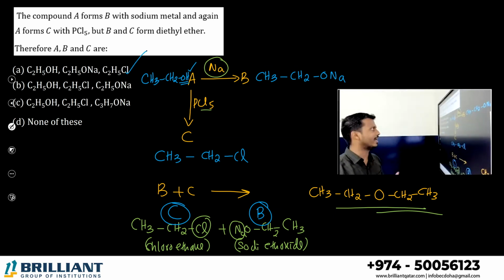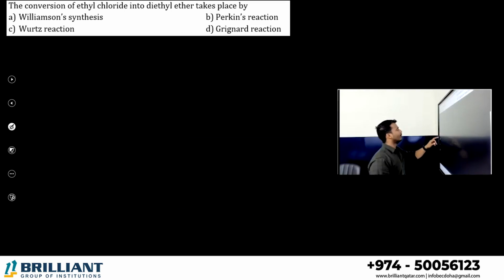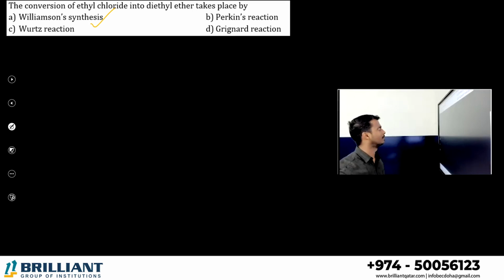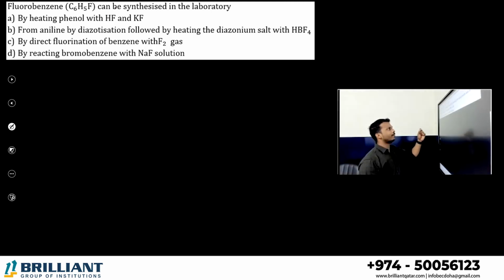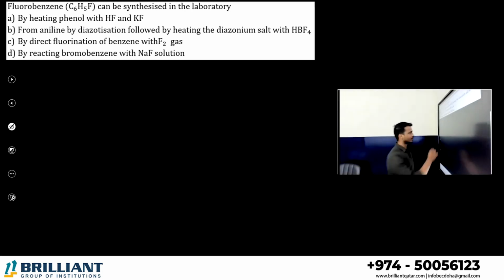Okay, practice it again. Now, the conversion of ethyl chloride into diethyl ether takes place by, I think we already discussed, what is that? Preparation of ether is called Williamson synthesis. Next, fluorobenzene can be synthesized in the laboratory by, we studied, from aniline.